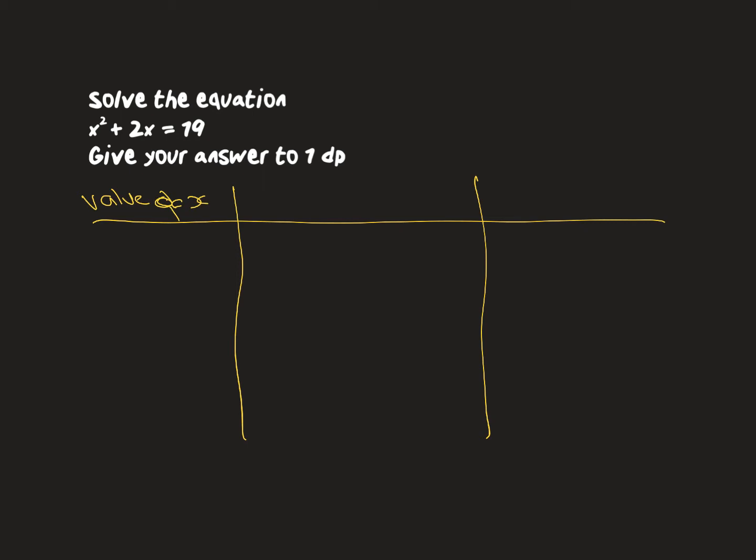Okay. Second column is the value of x squared plus 2x this time. And then we have our comment in at the end. So our target number we're trying to hit is 19. So we're going to need to start with something very small to get an answer of 19.